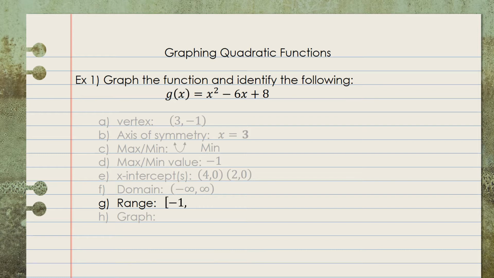Now for the highest value, again looking at our parabola, since it goes up and it has arrows indicating upwards, then the largest value would be a positive infinity. So our range is bracket -1, comma, infinity, closed with a parenthesis.